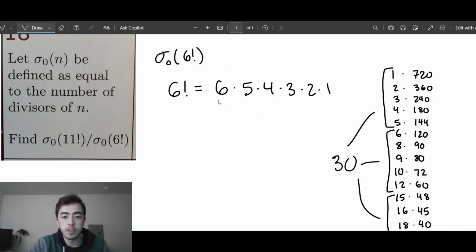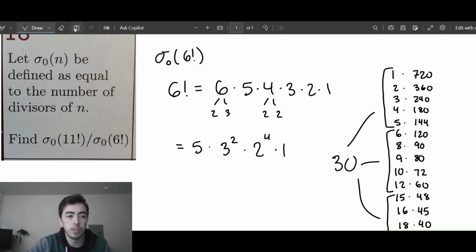So we can split up this 6 into a 2 and a 3, and this 4 into a 2 and 2. And so 6 factorial is the same as 5 times, looks like I have 2 3s, so 3 squared. And I have 1, 2, 3, 4 2s, so 2 to the power 4. I guess I'll put this times 1 at the end. Why not? It doesn't really do anything. And so this number that I just wrote is the same as 6 factorial.